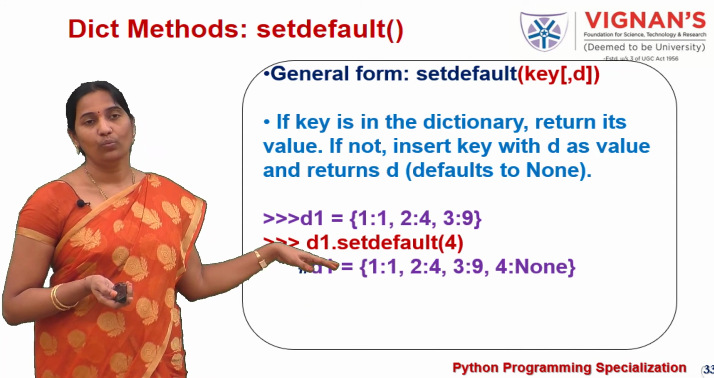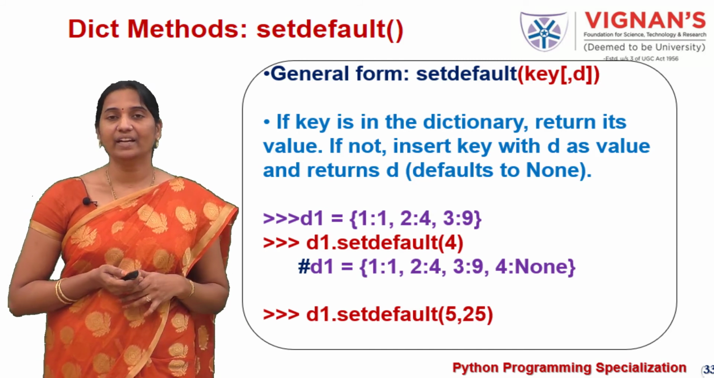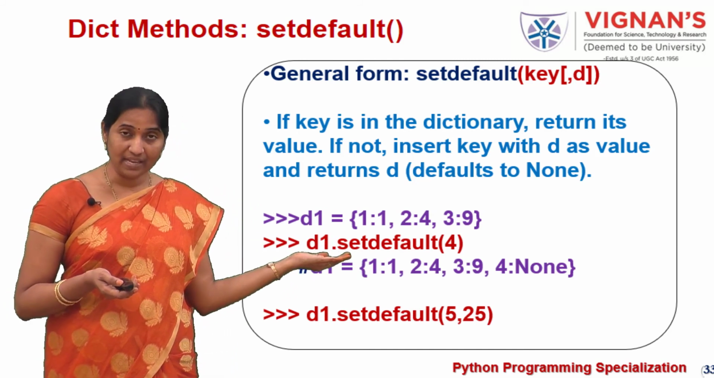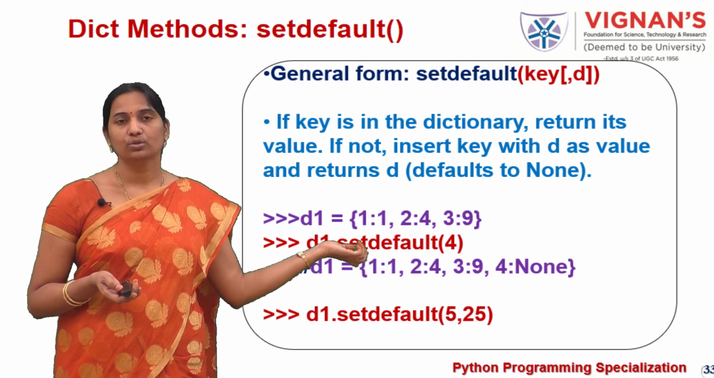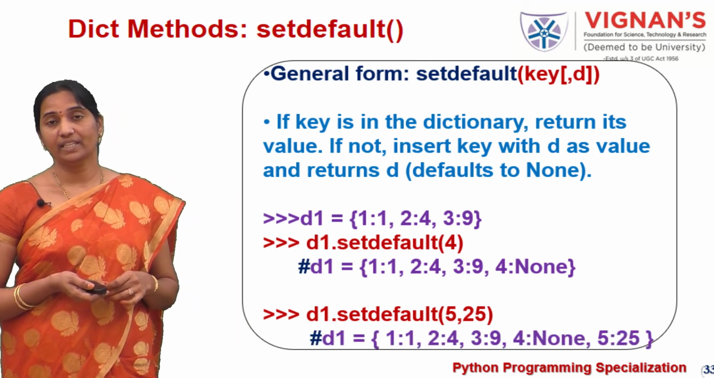Now let's see what happens when you pass two arguments to setdefault, 5 and 25. In that case, 5 is not available, so that element is added to the dictionary D1, and moreover since you are passing a value also, 25 will be considered as the value for that key. So that's how setdefault can be used.